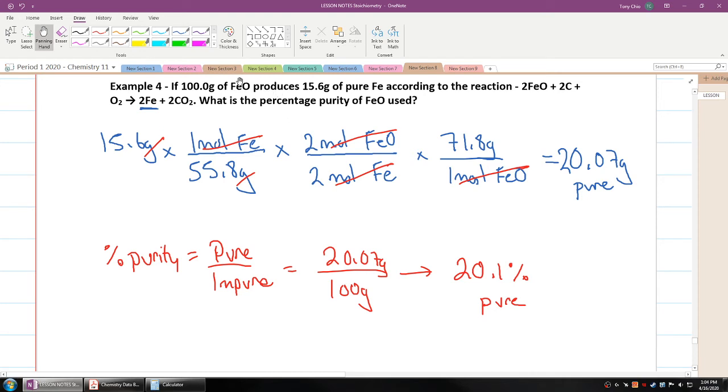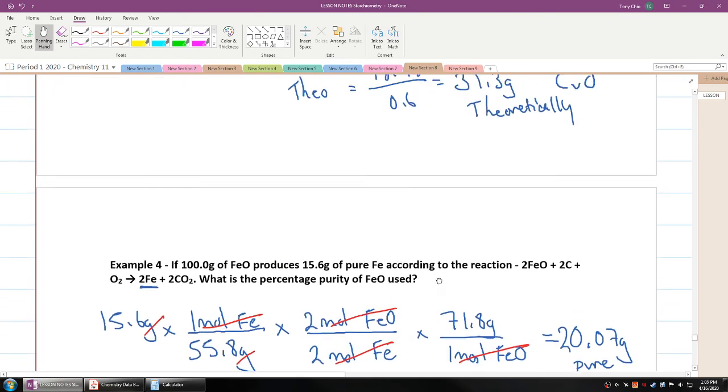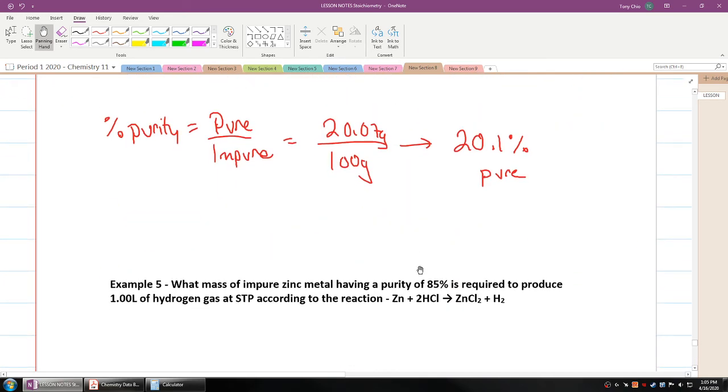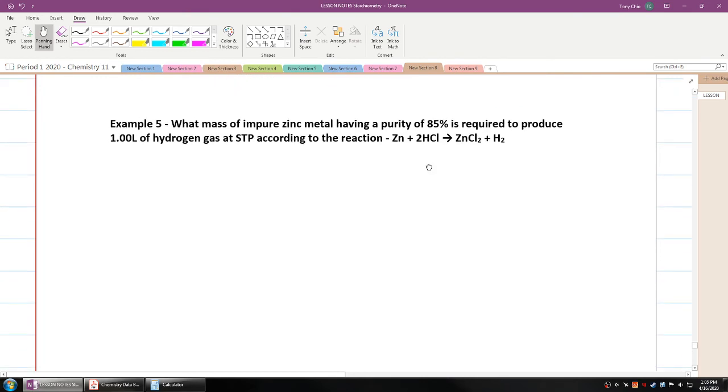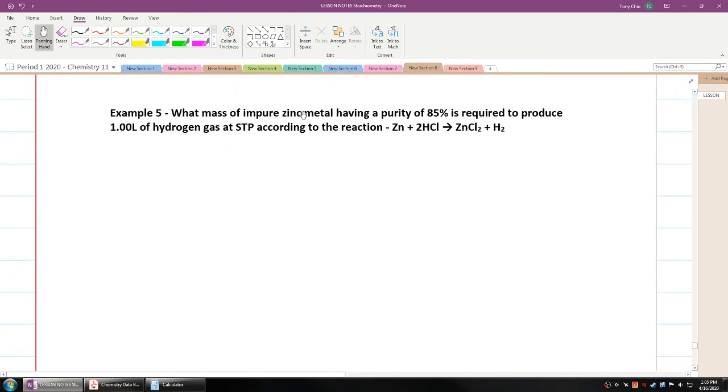Because if it was anything higher than that, you would have expected a way higher iron getting produced. So that is showing you that these types of questions are exactly the same type of questions. So let's look at the next question. What mass of impure zinc metal having a purity of 85% is required to produce 1 liter of hydrogen gas at STP according to this reaction?